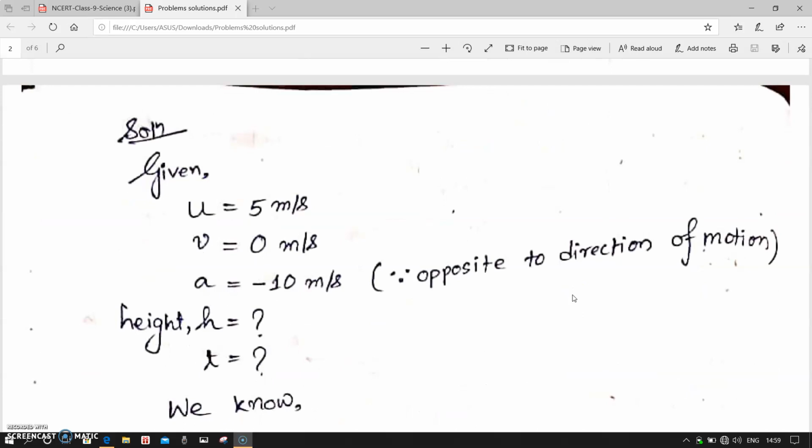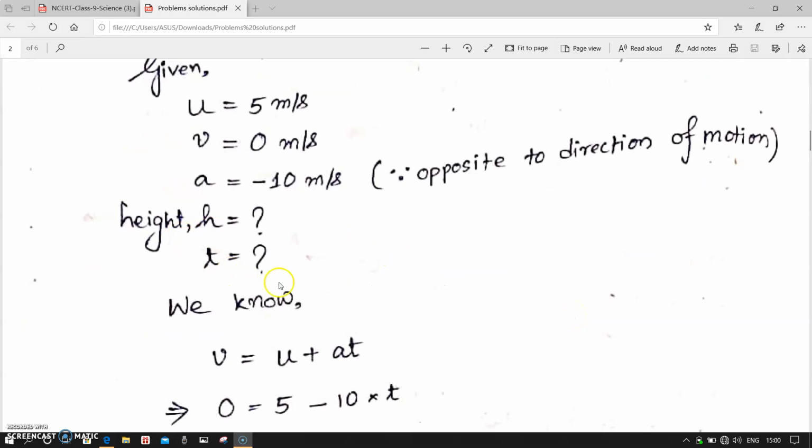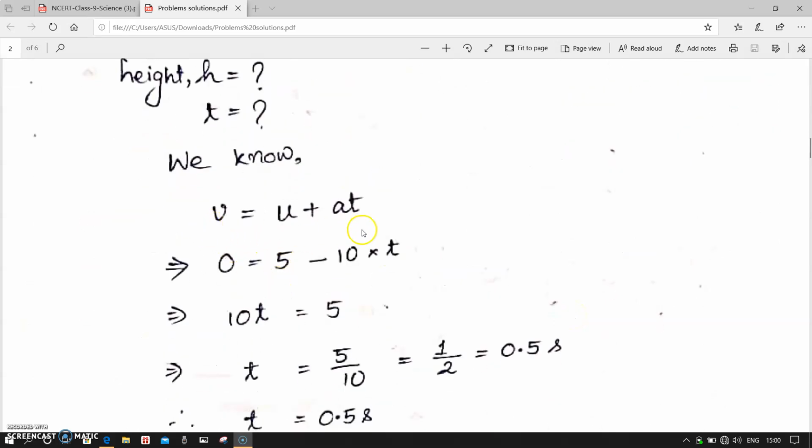So how to solve it, let us look at this. Here also there is a mistake with the square. So u is equal to 5 meter per second, v is equal to 0 meter per second, a is equal to -10 meter per second squared, since it is in the opposite direction of the motion. So we have to find the height and time. So we know v is equal to u plus at.